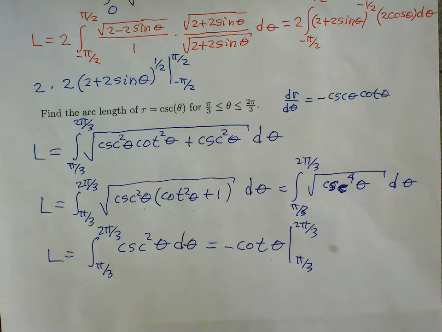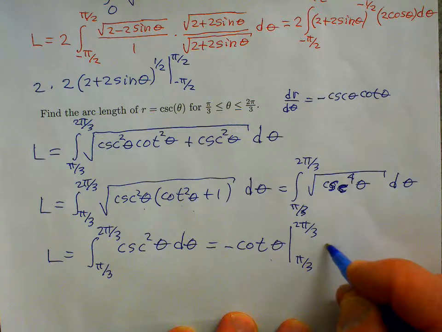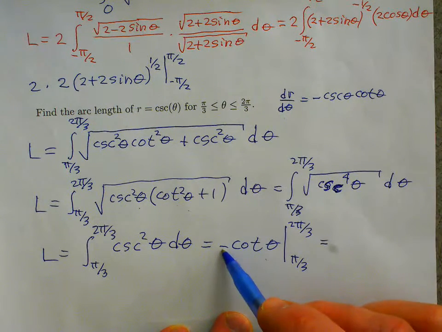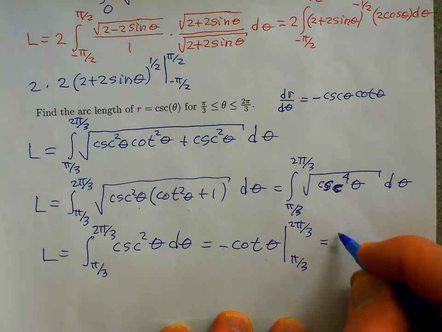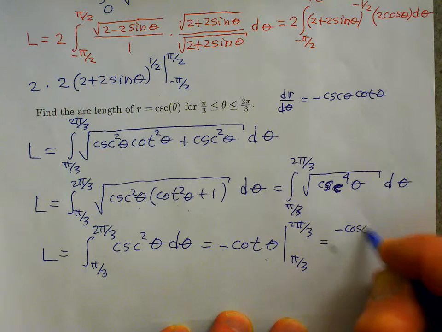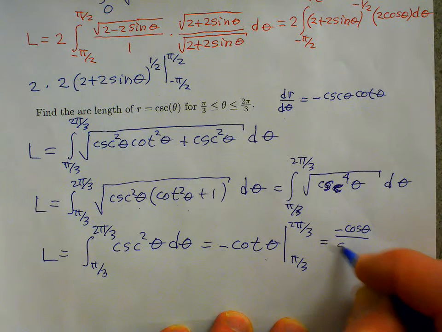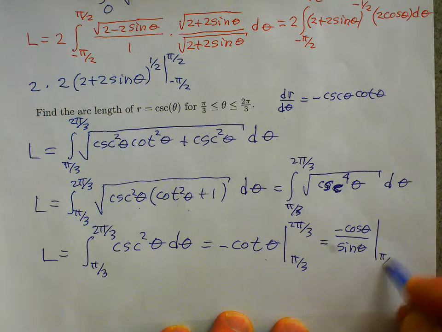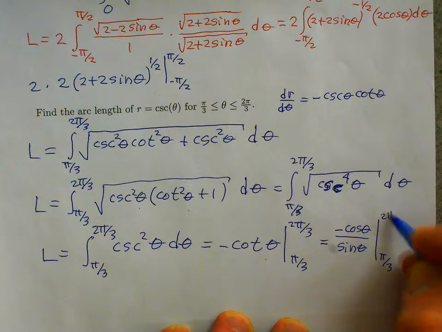So I'll leave the rest of that for you to do, but I'll just go ahead and write down what I just said. You can rewrite negative cotangent of theta and think of it as negative cosine of theta over sine of theta from pi over 3 to 2 pi over 3.